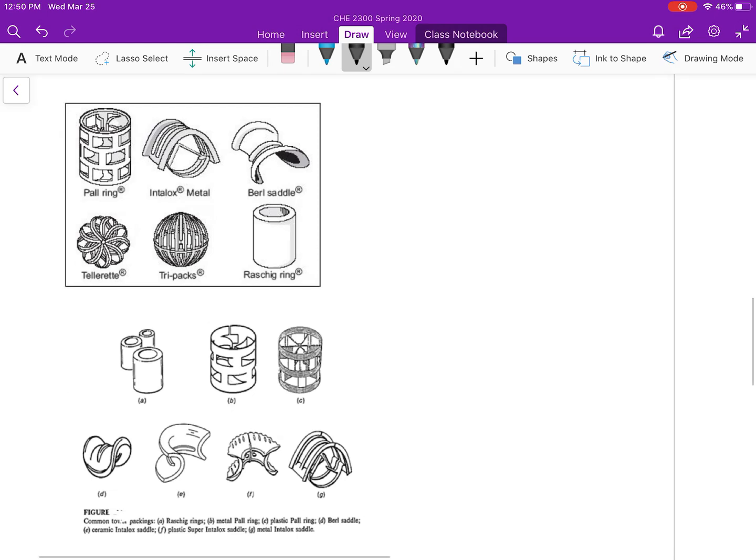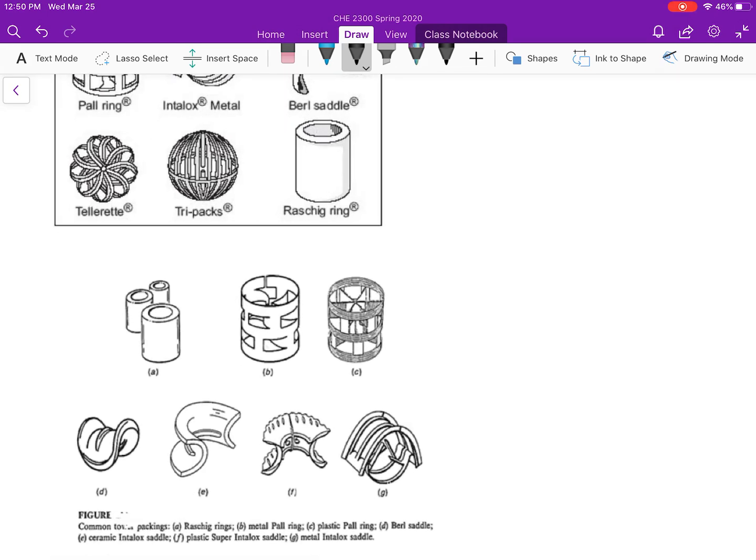Our random packing, the big thing I want to point out with random packing is the packing material that you see here. This packing material is what is known as a Raschig ring. These Raschig rings are typically made of ceramic. They can be made of metal, and they are hollow, cylindrical pieces of packing that are simply dumped into the column, and they form a random structure based on how they have settled in the column.